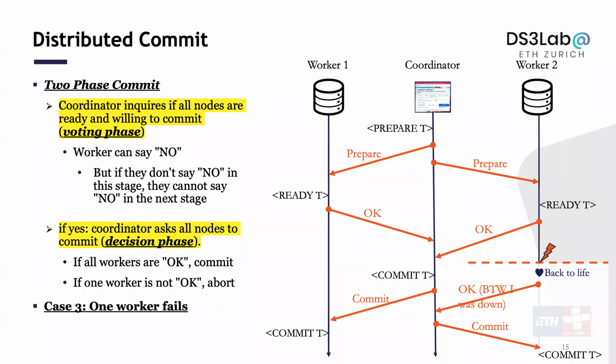So as you can see, the fundamental problem is whenever some worker fails, other workers do not know, right? So that's why you need to have a very careful design of the distributed protocol for this purpose.